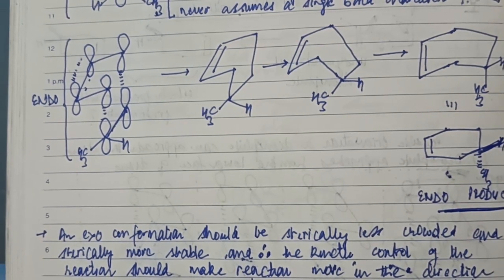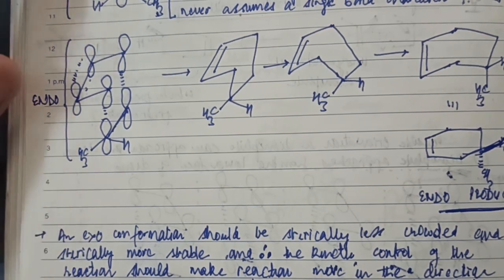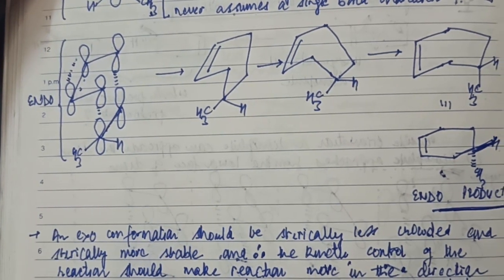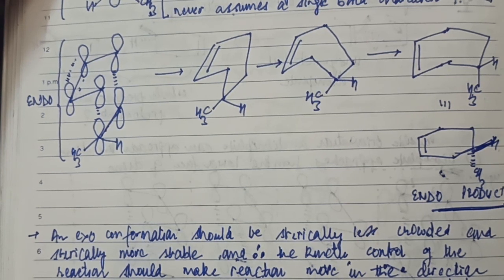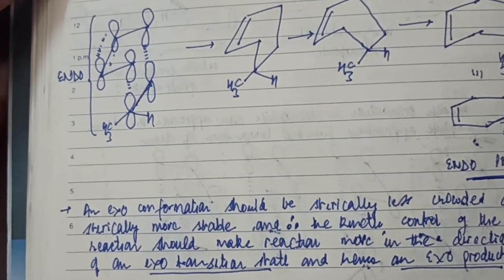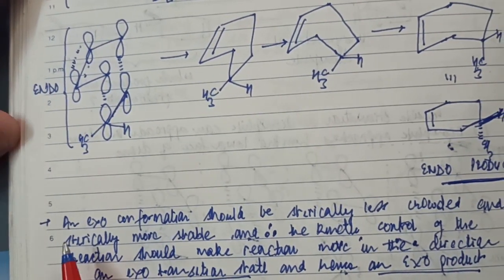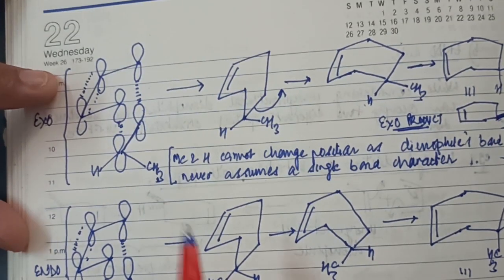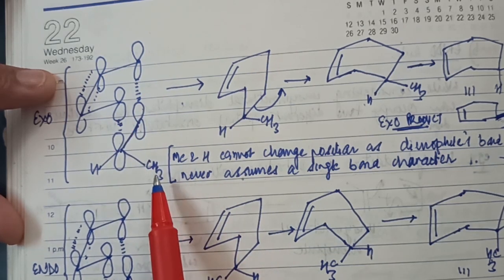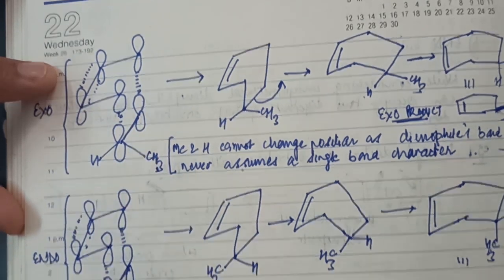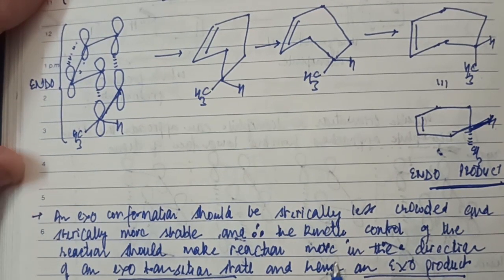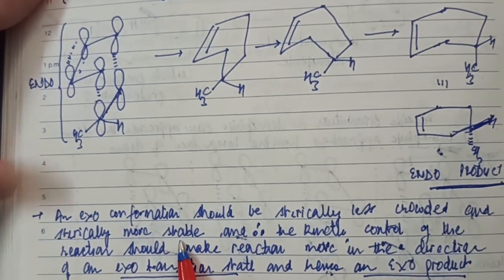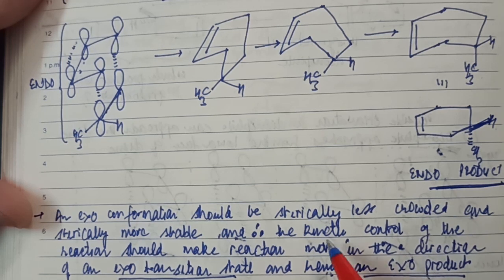Right? Now let's talk about the stability or the preference of a particular conformation in this example, that is, whether it is the endo or the exo product which will be formed in preference to the other one. Let's discuss this slowly. As I read, an exo conformation should be sterically less crowded. This is right because methyl is away from the diene. So this is less sterically hindered. Therefore, an exo conformation is sterically more stable, obviously, and hence the kinetic control. Hence, this reaction will follow a kinetic control.